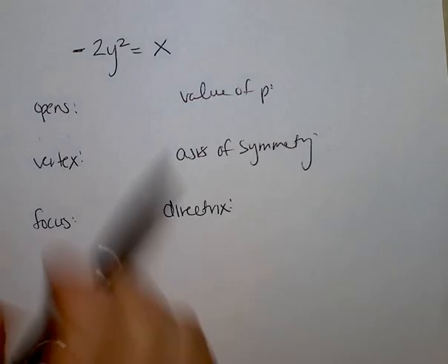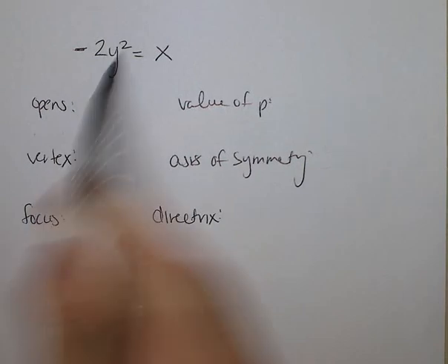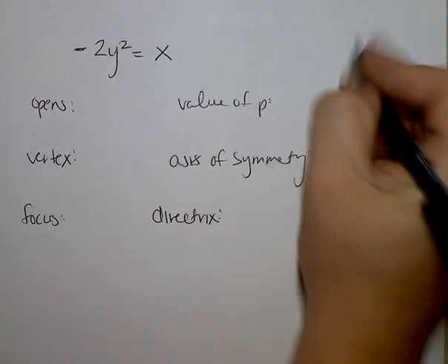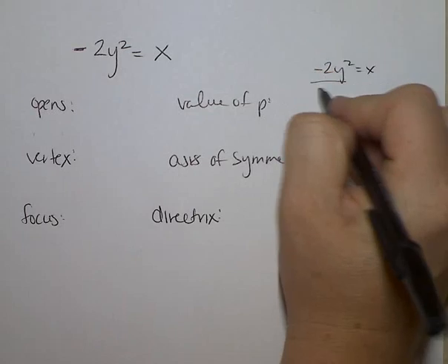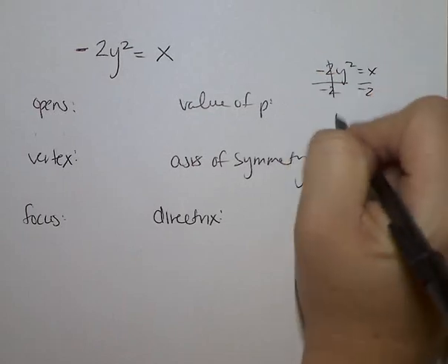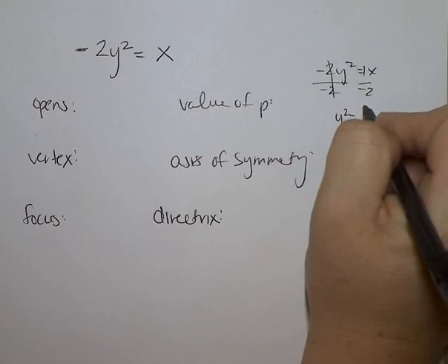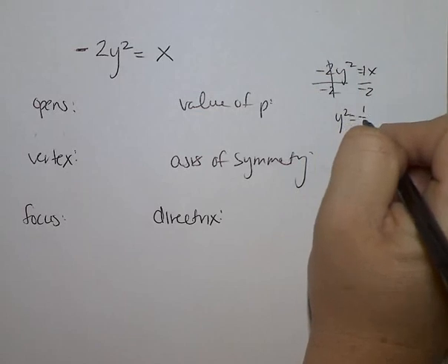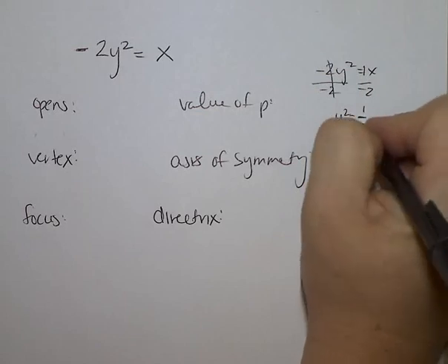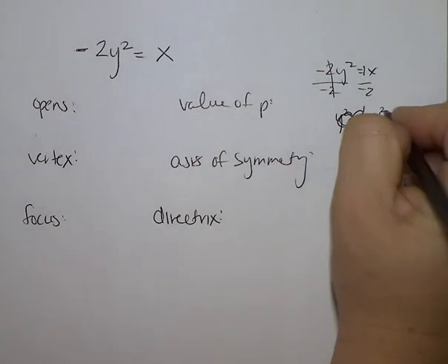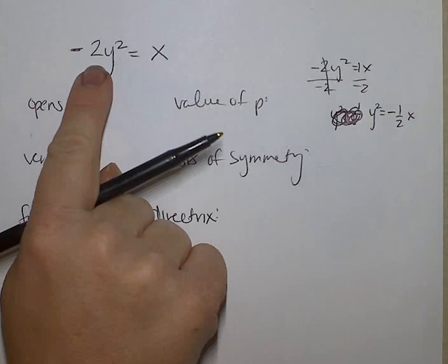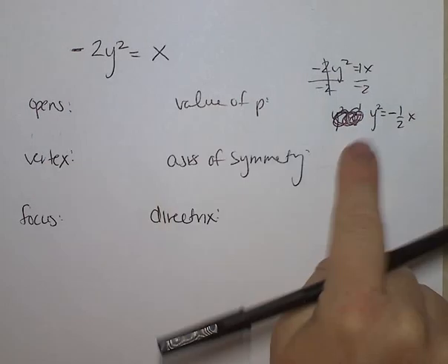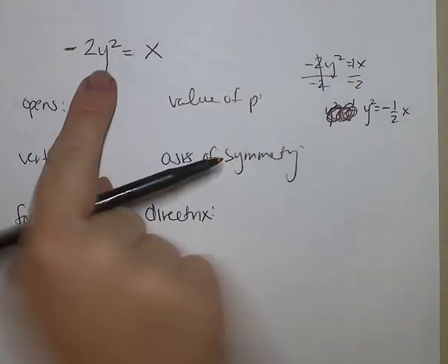First I have to isolate the y-squared, so I need to move this to the opposite side. I'm going to divide by -2. Y-squared equals -1/2 x. Let's see if I can write that better. We'll write it over here so there's no confusion. So I rewrote this equation as y-squared equals -1/2 x after I isolated the y-squared.